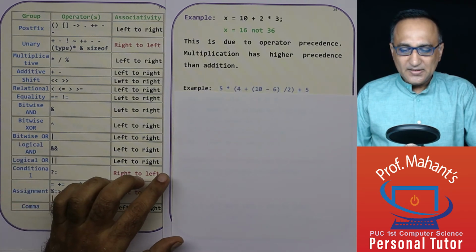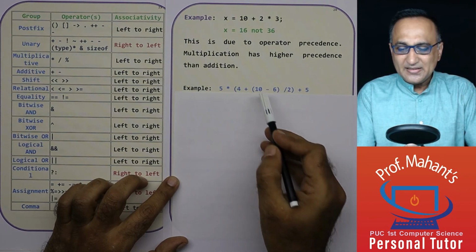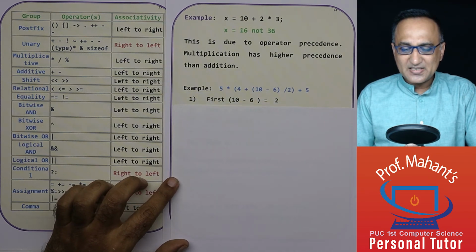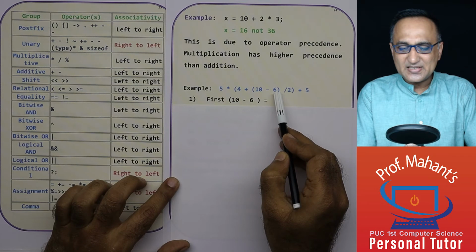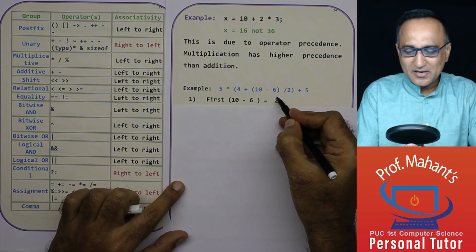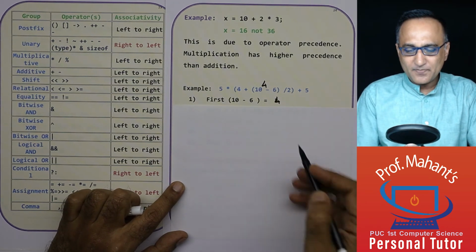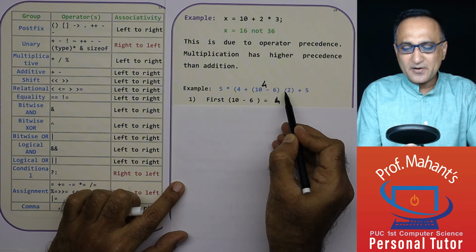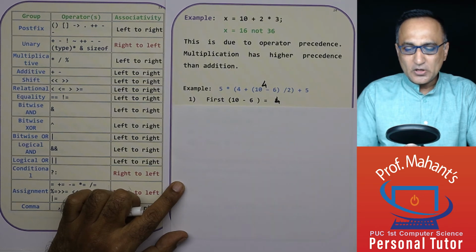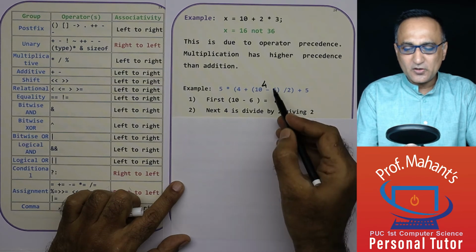Now take a look at this fellow. In step number 1, the innermost parenthesis will get evaluated. So first 10 minus 6 gets evaluated. 10 minus 6 should be 4, not 2. Now once this becomes 4, you have 4 plus 4 divided by 2. Which should get priority, plus or division? So 4 divided by 2 ends up becoming 2.